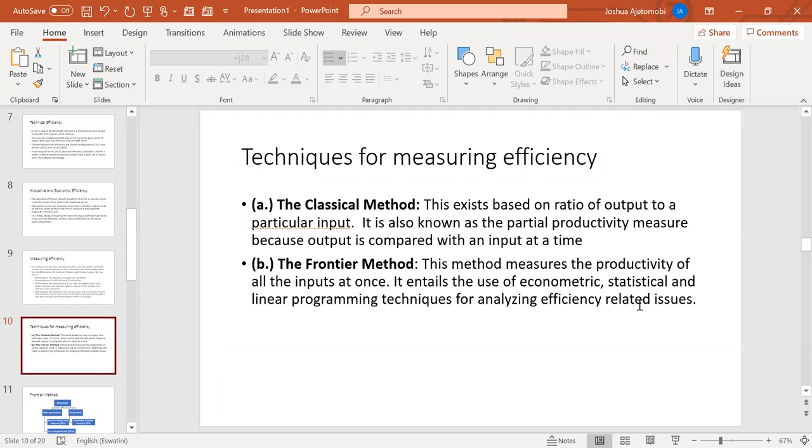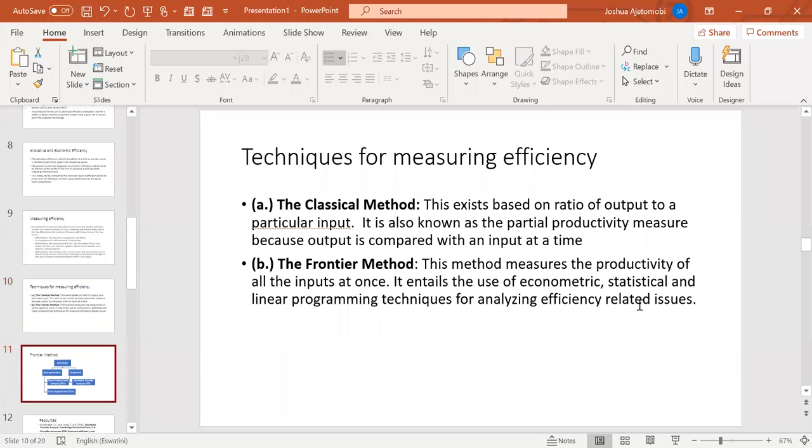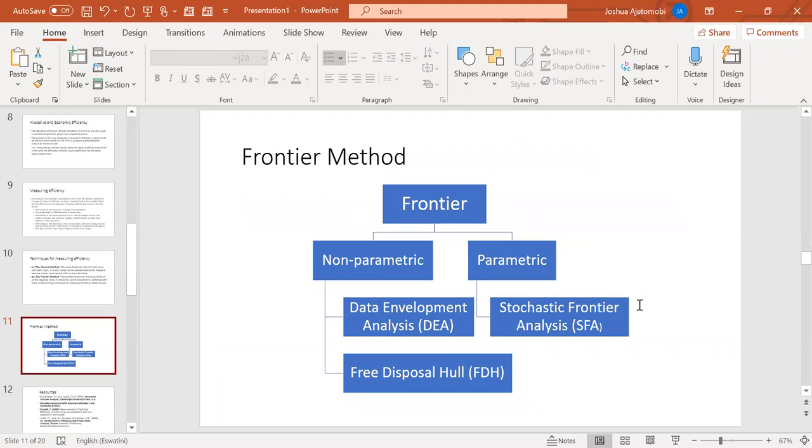But the one that we have just done is the use of what is called the frontier method. This measures the productivity of all the inputs at once. And that is what we have tried to do. There are various ways of measuring the frontier. We have the parametric approach. The one we have done is a parametric approach, that is stochastic frontier analysis. Maybe in our next class, we're going to look at the data envelopment analysis approach.